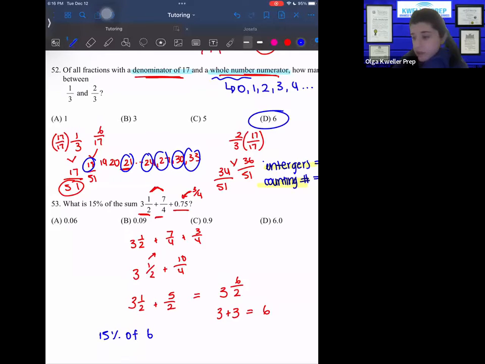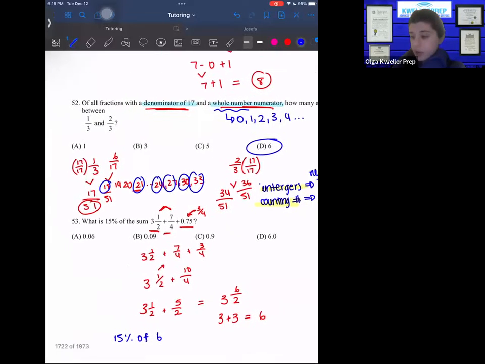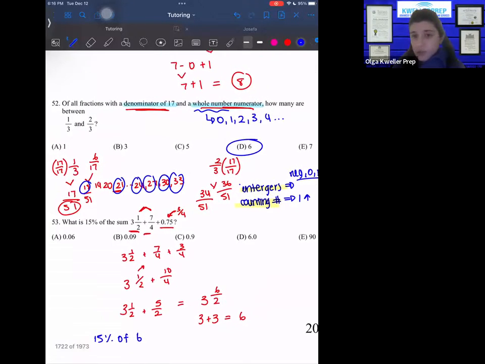15% of 6. Okay, so how would you guys do 15% of 6? I think the easiest way to do this is to think about 10%, because 10% is really easy. So 10%, we just have to take our decimal place, go one time to the left. So 10% is going to be 0.6. So right away, I know 15% is going to be greater than 0.6, right?